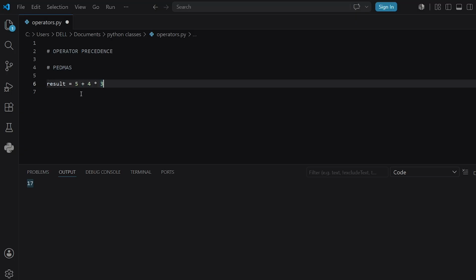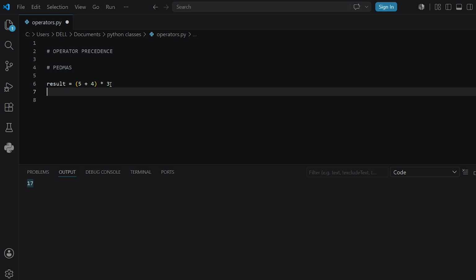Now, assuming I wanted to perform this addition before the multiplication, I'm going to be wrapping 5 plus 4 inside of a parenthesis. So I can have something like this. And because we're following the PEMDAS rule, which means that expressions inside of parentheses are evaluated first, Python is going to first evaluate this operation before the multiplication. Now we're going to have 5 plus 4, which is equal to 9. Then 9 times 3 will give us 27.